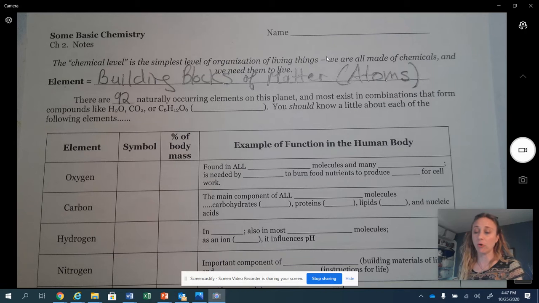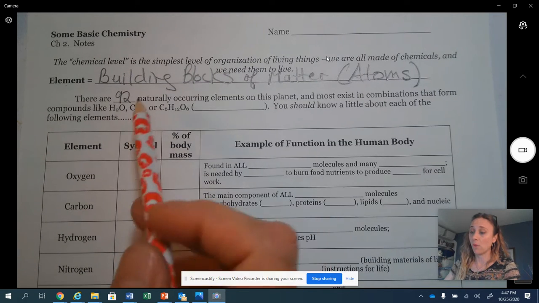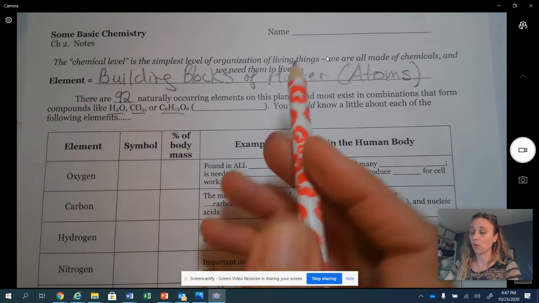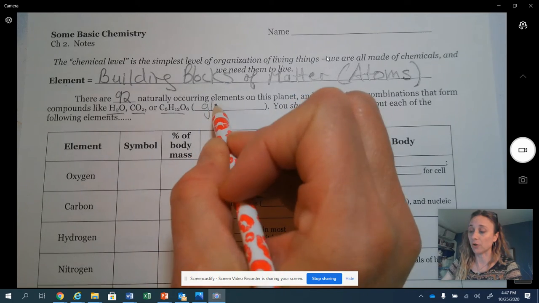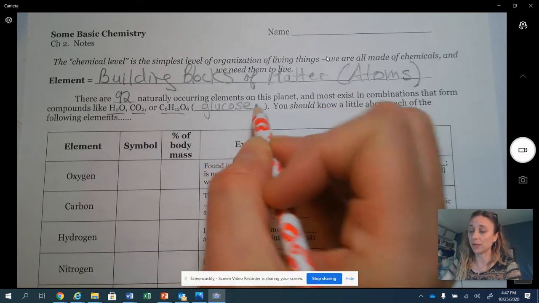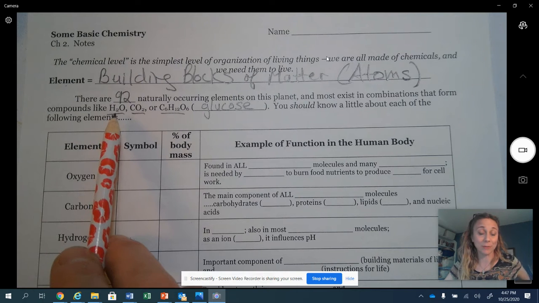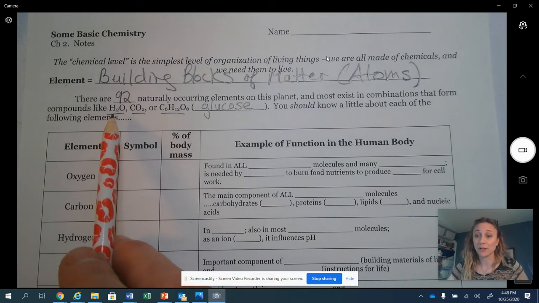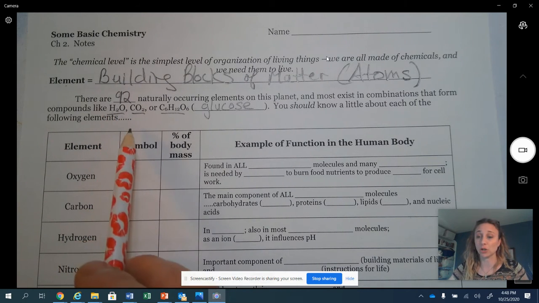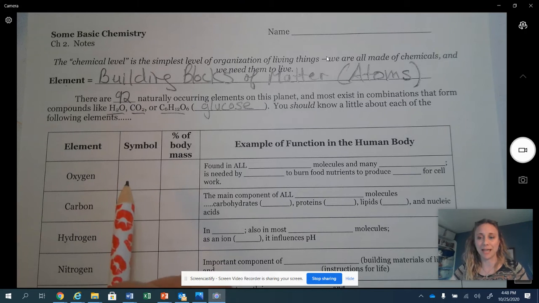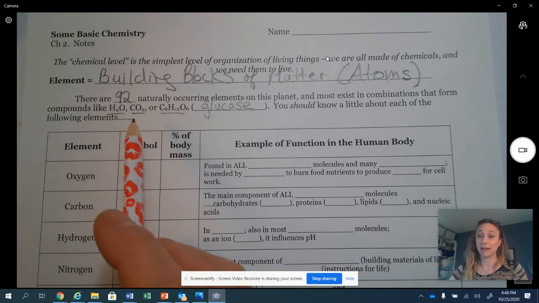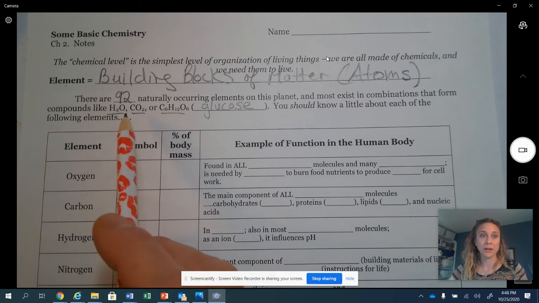Compounds that could be formed in the body have elements in them that are bonded together. We're going to talk about those bonds also today, like water, CO2, or glucose, which is C6H12O6. So the formula tells you how much of each element is in that compound. Water has different properties than just hydrogen alone and oxygen alone, but when you link them together, they form water, and everything in your body depends on water.